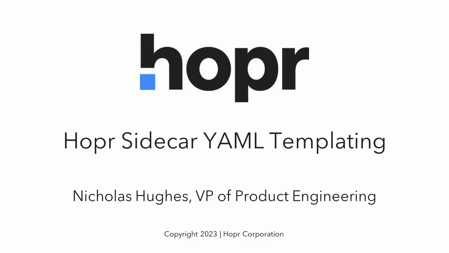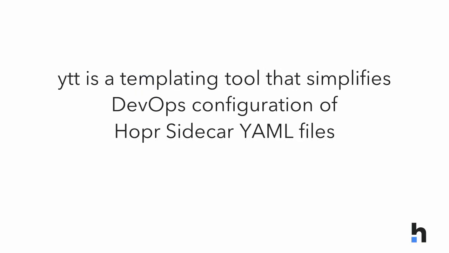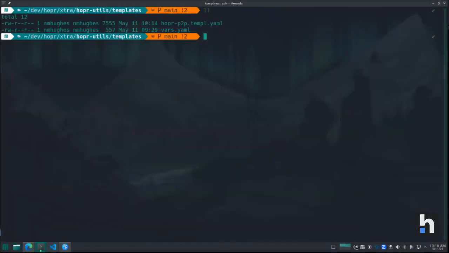This video demonstrates how a DevOps engineer would get started with Hopr. I'll demonstrate how a Kubernetes YAML file is templated for the Hopr sidecar to run alongside a production workload. Essentially, what we have here is a template file and some variables that we're going to inject into it using the YTT application provided by the Carvel project.